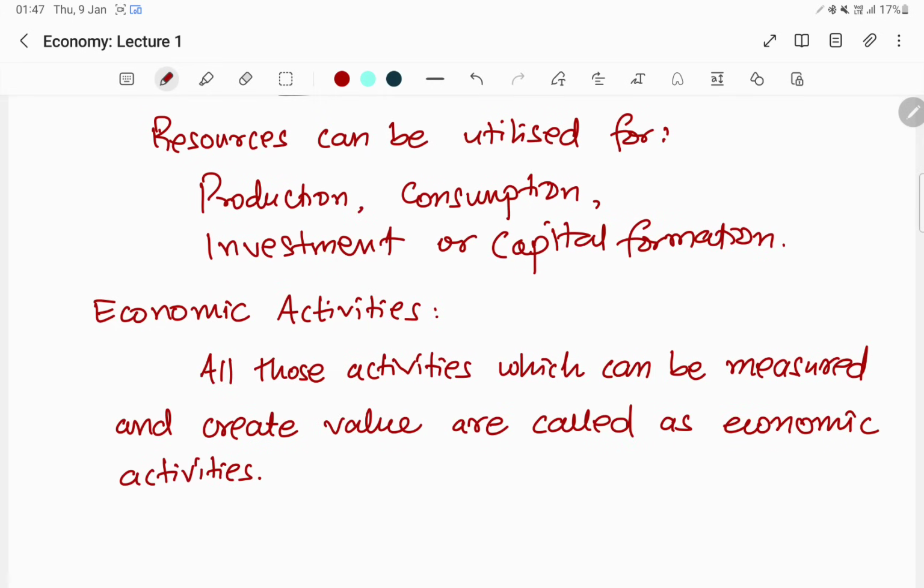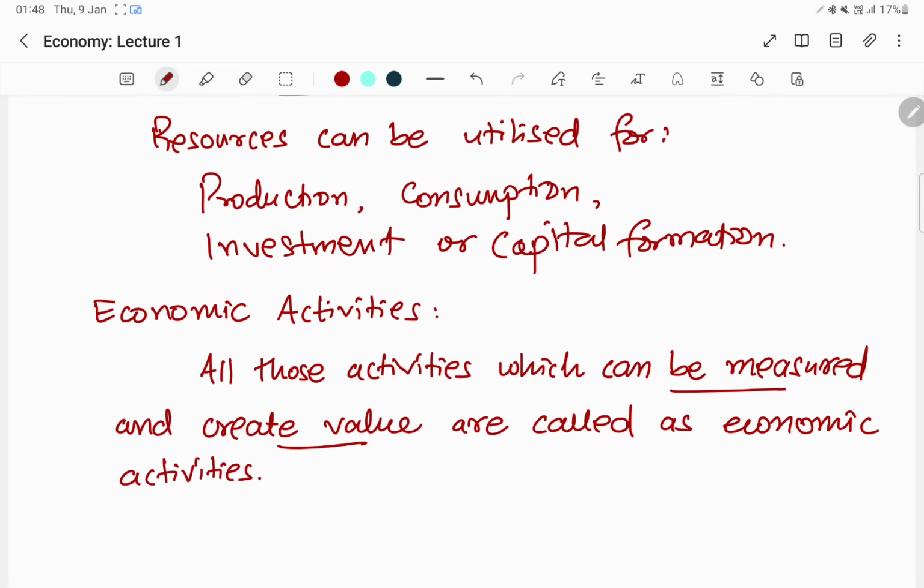For example, you are sitting idle in your room and you are watching reels. So this can be measured. You have watched 300 reels, 400 reels per day, and you can measure it, but it is not creating any value. So if it is not creating value, it is not an economic activity. But the people who are making reels, maybe the channel is monetized, and they are earning value. So the activity can be measured as well as it's creating value for them. So for them it is an economic activity, right? So there are two conditions: can be measured as well as creating value.